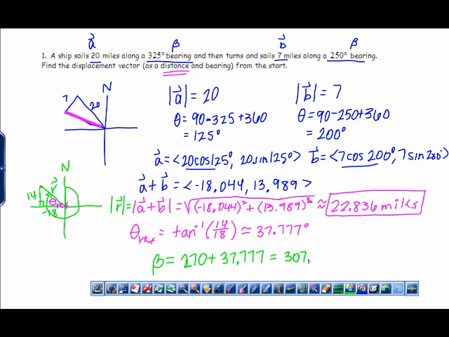So this becomes 307.777 degrees bearing. And this tells you what angle your resultant vector is in. This is the displacement vector. We've got our miles and we've got our bearing.